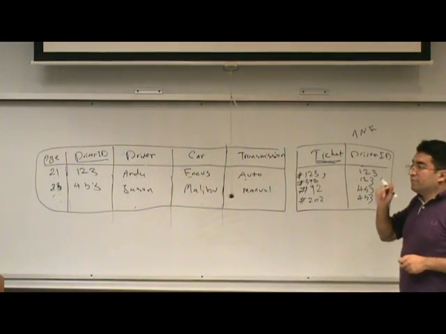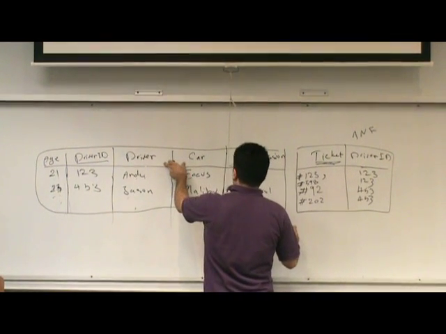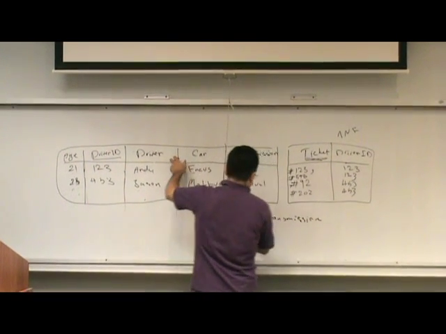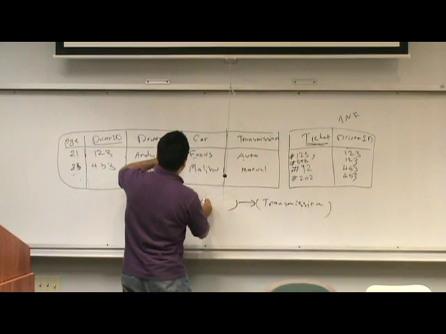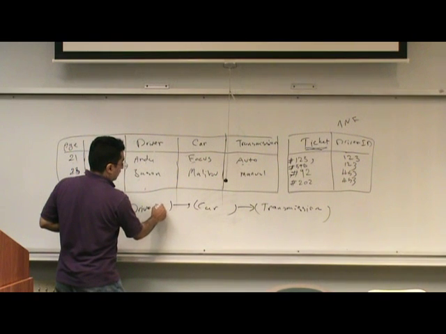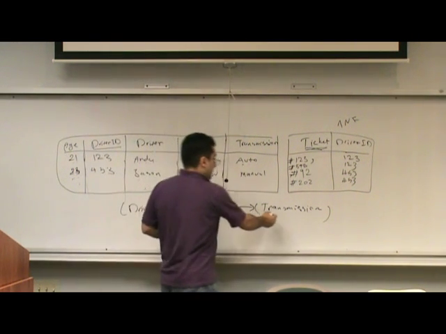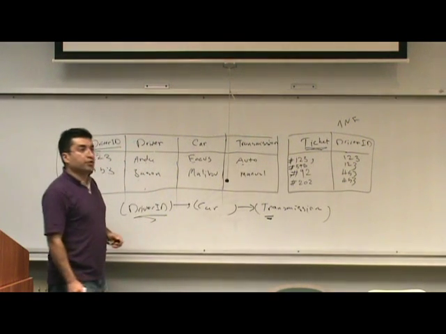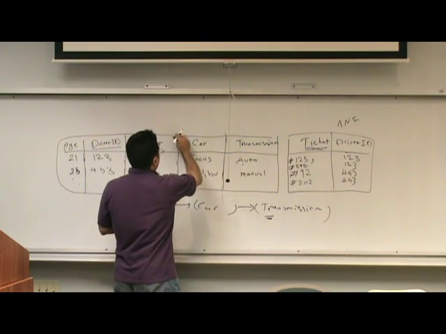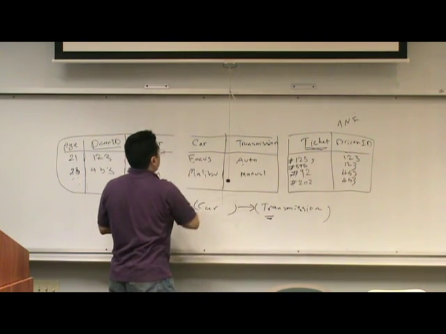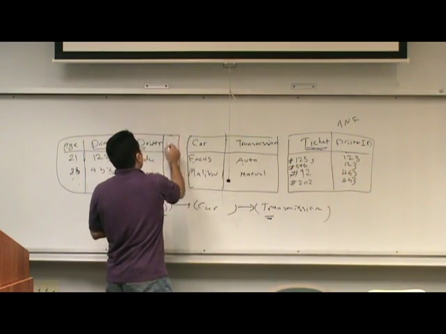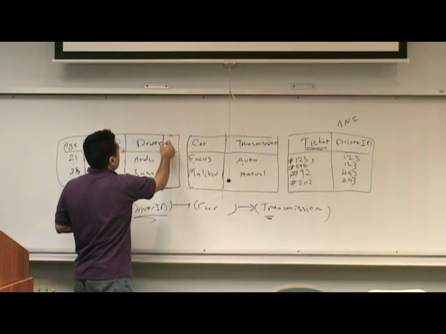Okay? You remember the transitive dependency. Transmission can be determined by car, and car can be determined by driver ID. Therefore, this is not directly depending on this. What should I do? I should remove this. I should separate this table into two tables. One should be for car ID, car and transmission. The other one should be for the driver ID and also car.